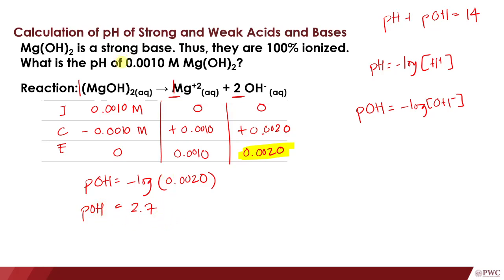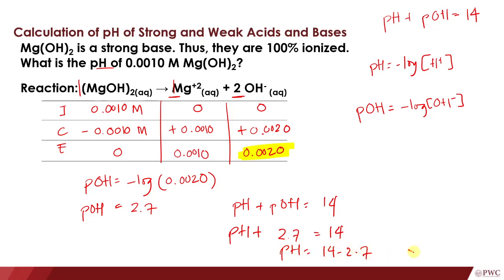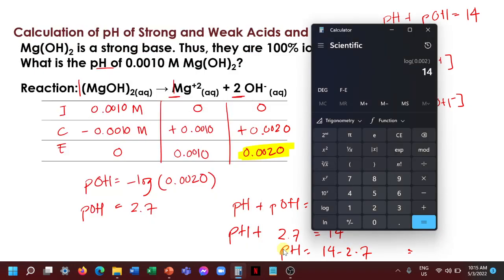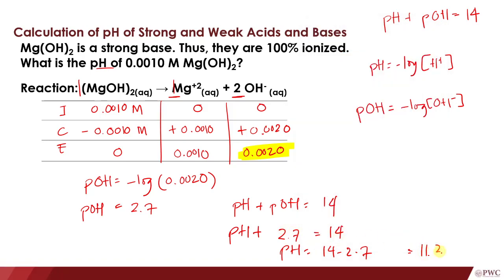Again, we're asked for the pH of this one. So we can use this equation: pH plus pOH is equal to 14. So our pOH is equal to 2.7. To find the pH, we subtract. So pH is equal to 14 minus 2.7, which is equal to 11.3. So the pH for this one is 11.3, and this is expected because this one is a base, so the pH of bases is above 7.